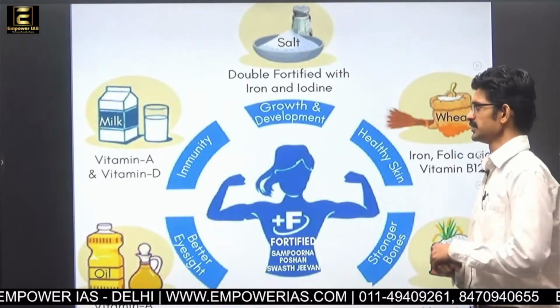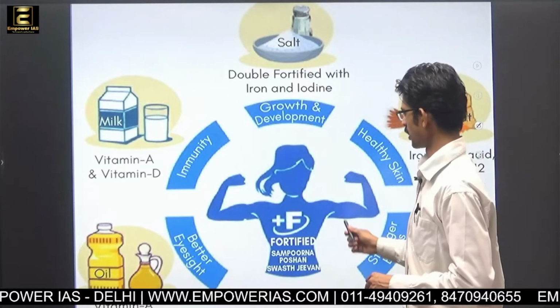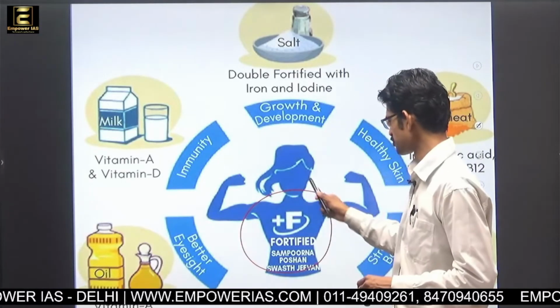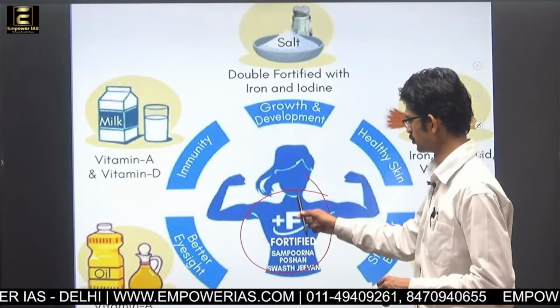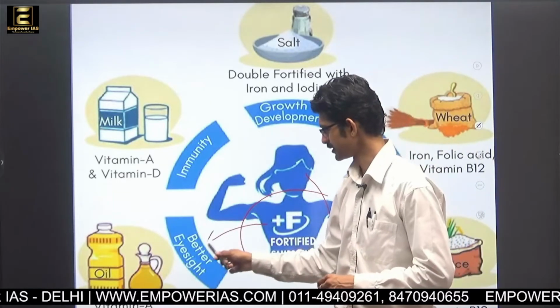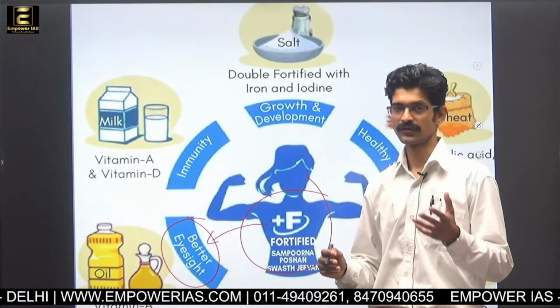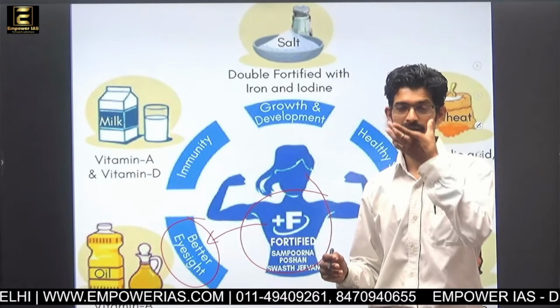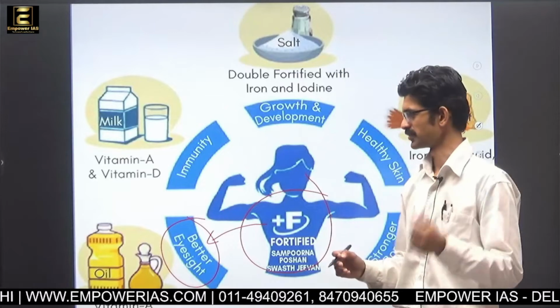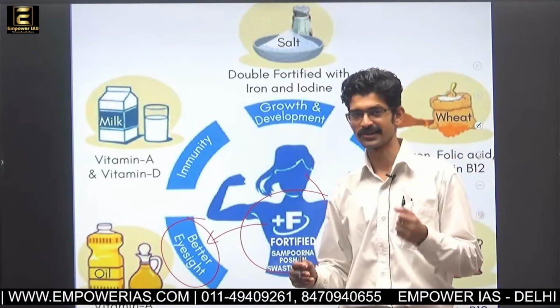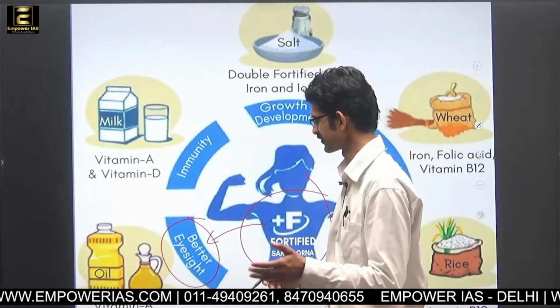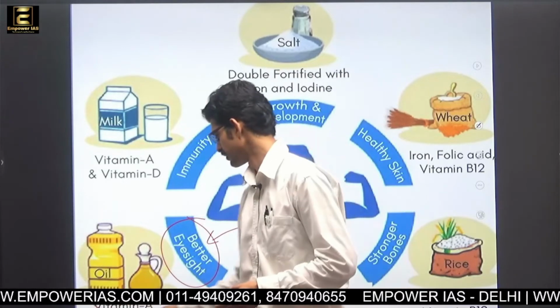So we see there is a diagram showing how fortified Sampurna Poshan Swasth Jeevan leads to better eyesight, आँखों के स्वास्थ्य के लिए. तो fortification of rice gives better eye condition. बच्चों में आँखों पे चश्मे लग जा रहे हैं, कॉन्टैक्ट लेंस लग जा रहे हैं, that is again removed by the fortification with vitamin A.